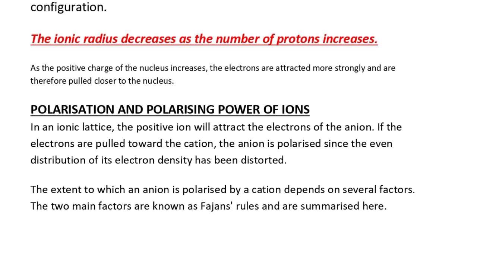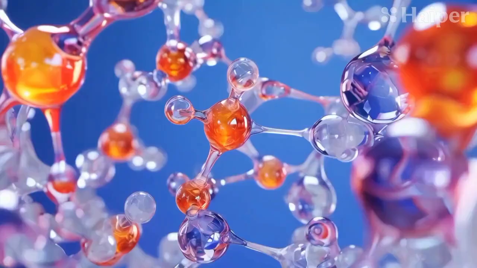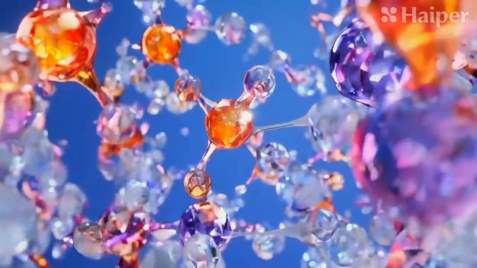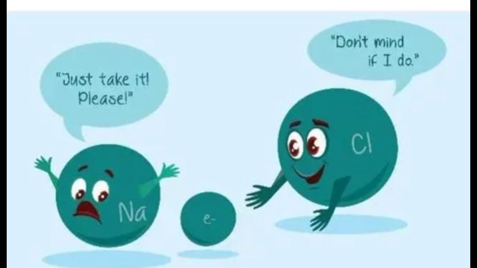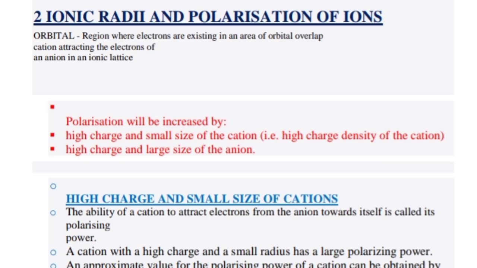Likewise, polarization and polarizing power of an ion, what is it about? They are stating that in an ionic lattice, the positive ion will attract the electrons of the anion. Since positive and negative charges attract each other, if the electrons are pulled towards the cation, the anion is polarized, since the even distribution of its electron density has been distorted. It looks like two ions are attracting each other strongly. One is going to disturb the electron density of the other.